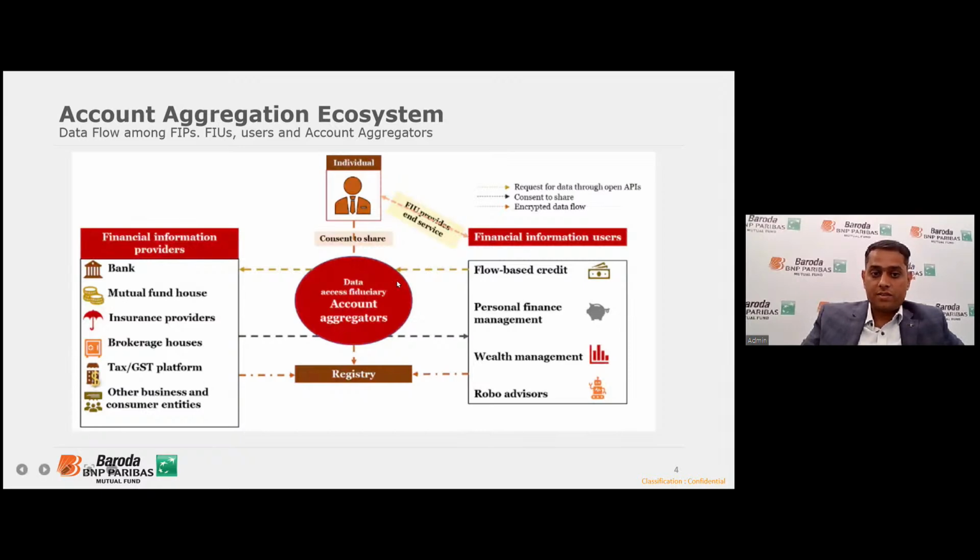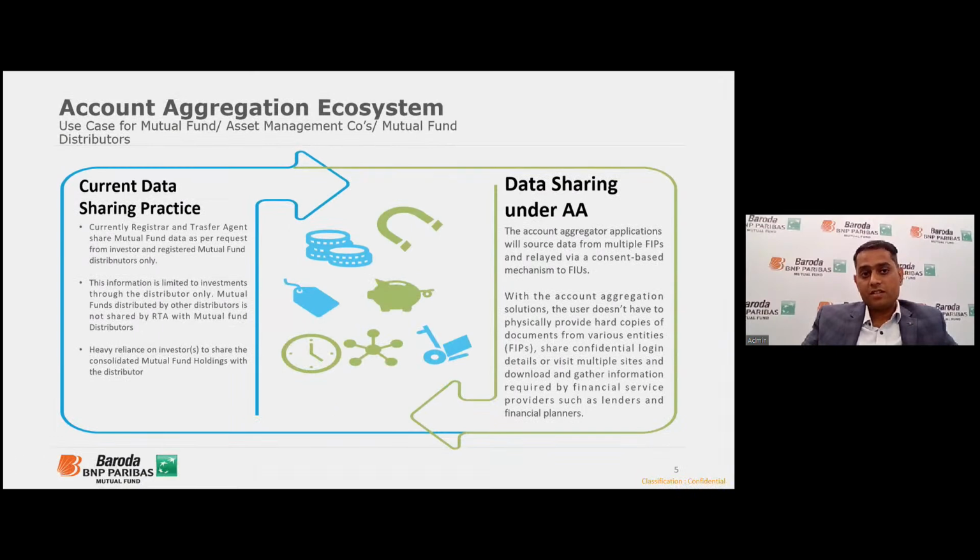Moving on to the next slide, which is a use case for the mutual fund or asset management companies, or the mutual fund distributor who then becomes a financial advisor for the investor. What I have tried to bring is a flavor of the current data sharing practice versus the data sharing practice under the account aggregation ecosystem. Under the current data sharing, as far as mutual funds go, there are one or two key enablers already in place. However, they are still very different from what account aggregation would be bringing to the entire ecosystem.